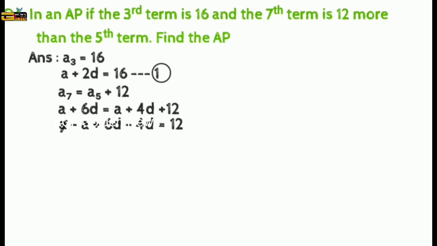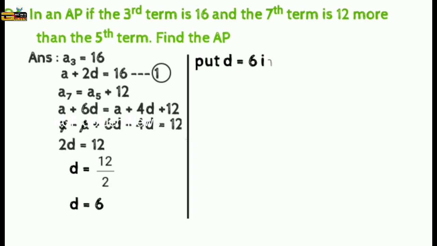Now plus A minus A gets cancelled. 6D minus 4D is 2D, which equals 12. Therefore, D equals 12 divided by 2. Therefore, D value is 6.